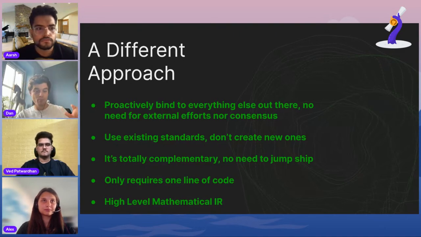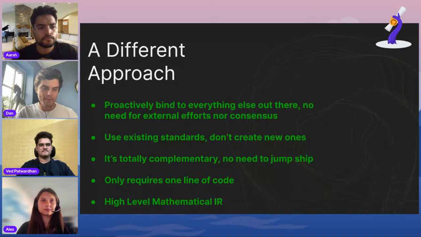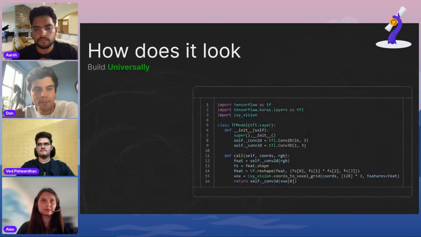The array API broadly is the same. It's got matmul, element-wise addition, et cetera. And it's not changed in 20 years. And this is what we're building around, basically. So a few points on how it works. First of all, there is the ability to build universally.